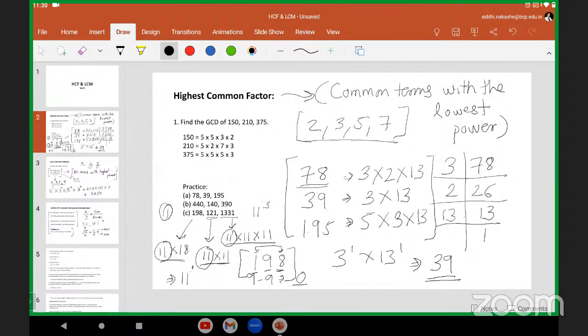Look at this question number B: 440, 140, 390. Please take out the HCF. Try this question, question number B. Now in HCF, again, common terms with the lowest power.